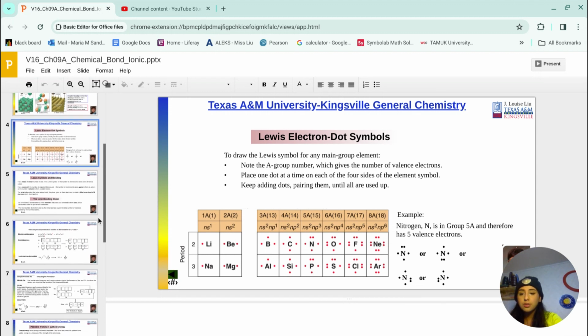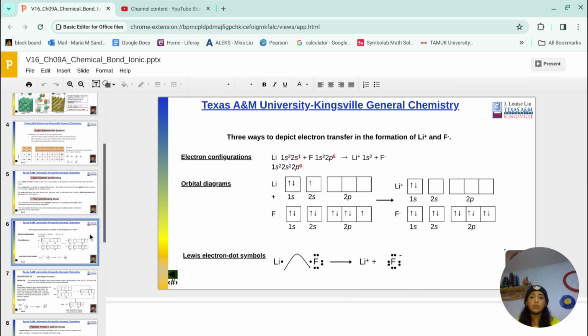Okay, yes. So we're going to be talking about how earlier we went over the orbital structures, the orbital diagrams, the electron configurations. Well, this here is going to show us how all three of them are shown on paper. So there are three ways to depict electron transfer in the formation of Li plus and F minus.